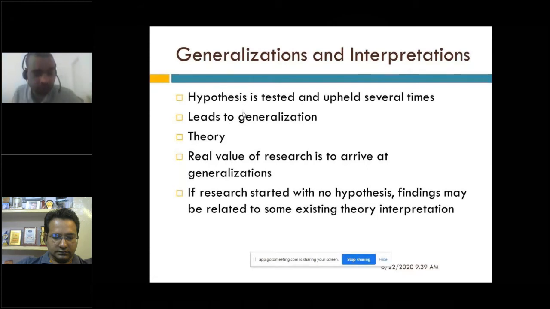Now, our interpretation can develop a theory. It can test a theory. It can criticize the theory. So outcomes may be in any form according to our objectives. If research is started with no hypothesis, findings may be related to some existing theory in interpretation.